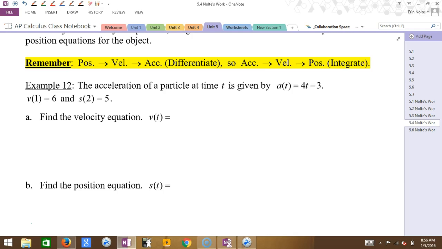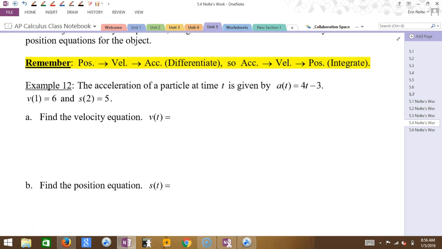Okay, so for question 12, they give us the acceleration equation, and then they give us 2 additional pieces of information, which is going to allow us to come up with the c values. They start with asking us for the velocity. So what am I going to do to find the velocity? Derive. Or not derive, integrate, right? That's what you meant to say, I'm sure.